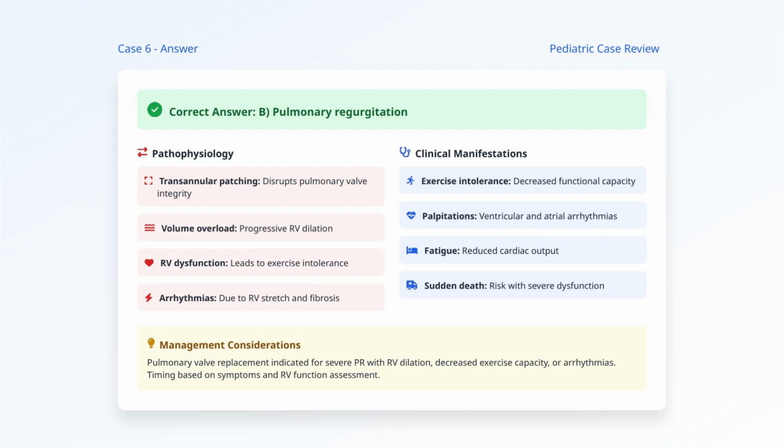Aortic stenosis and mitral valve prolapse are not typical complications of TOF repair. The right ventricular volume overload from pulmonary regurgitation is progressive and eventually leads to right ventricular failure if not addressed. Pulmonary valve replacement is often required in adolescence or early adulthood. The timing depends on symptoms, exercise capacity, right ventricular size and function, and the presence of arrhythmias.